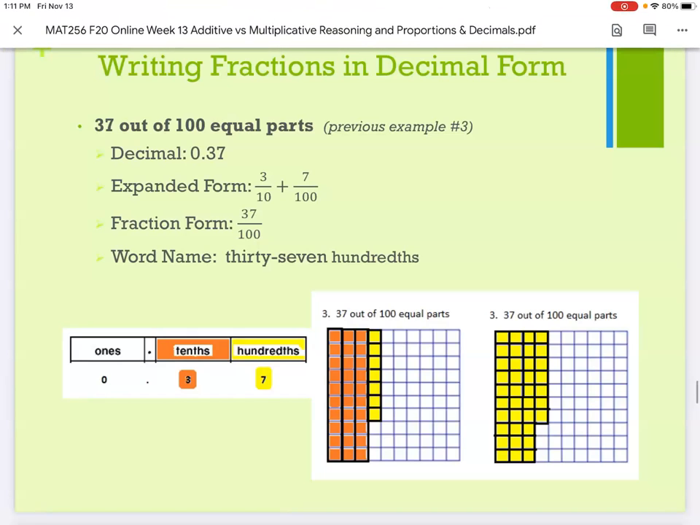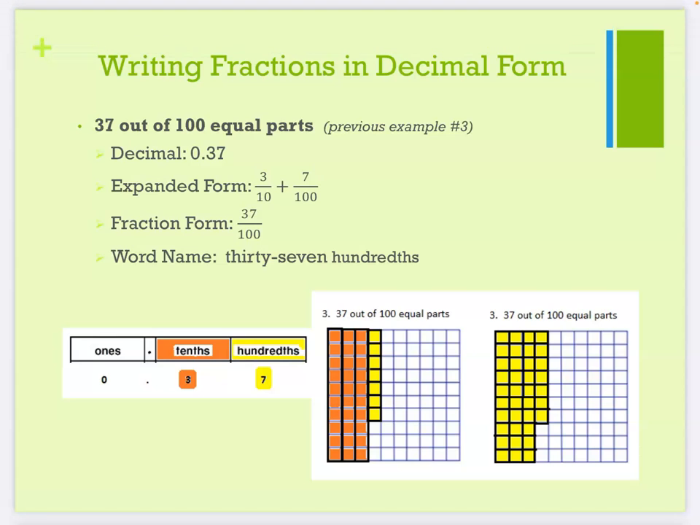Writing fractions in decimal form, 37 out of 100 equal parts. So we write that as a decimal, a 0, a decimal point, a 3, and a 7. In expanded form, we could write 3 times 1/10, or 3/10, plus 7 times 1/100th, or 7/100ths. The fraction form is 37 over 100, and we read that 37/100ths. Notice that the fraction and the decimal should be read the same.